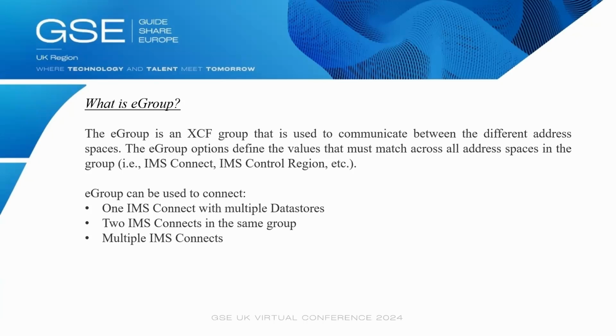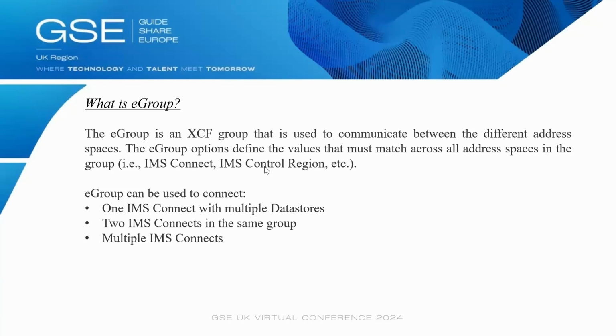Okay, great, thanks. Yeah. And then the other feature is the e-group. So e-group is essentially a coupling facility that communicates between different address spaces, such as the MPR, ICON, the IMS region, the IMS control region. So it simply communicates as a coupling facility.